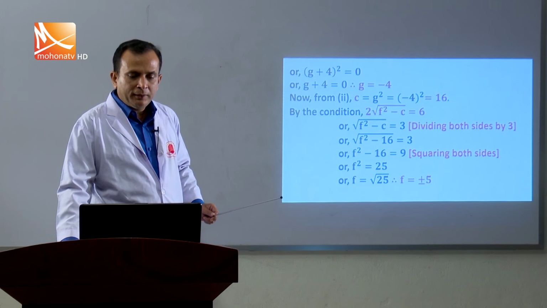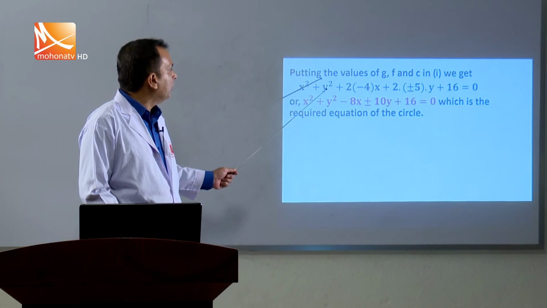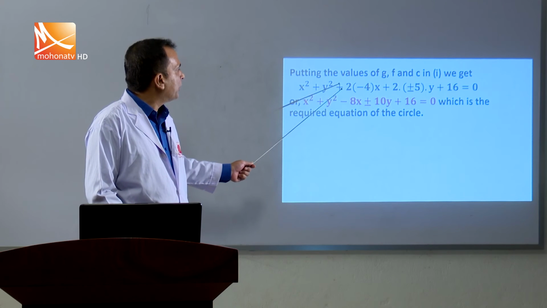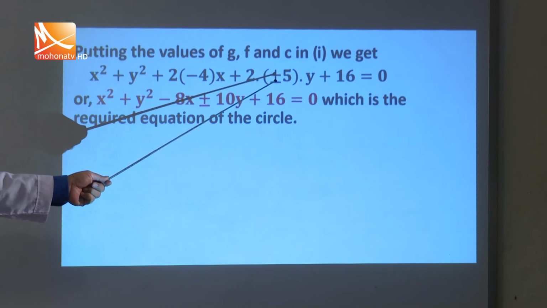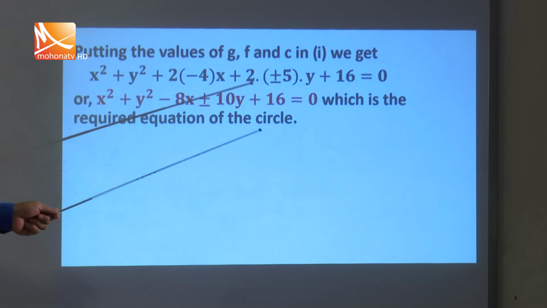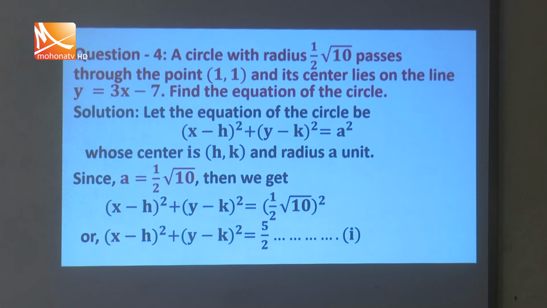You just see that putting the values of g, f and c in 1, we will get x square plus y square plus 2 into g, which is -4, into x plus 2 into plus or minus f, which is plus or minus 5, into y plus c, which is 16, equals 0. Then x square plus y square minus 8x plus or minus 10y plus 16 equals 0, which is the required equation of the circle. Now we would like to see another problem.